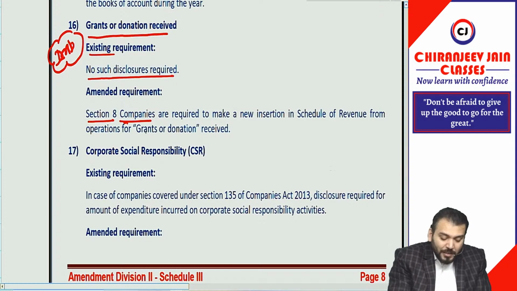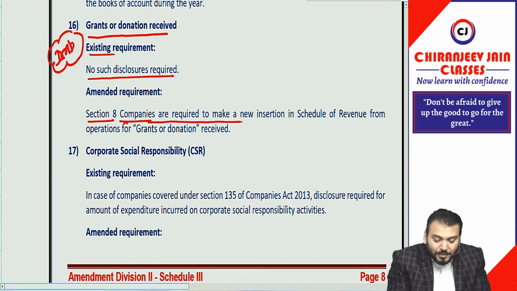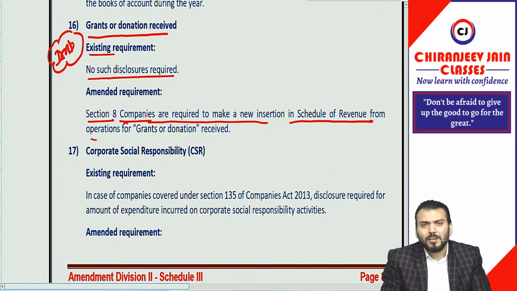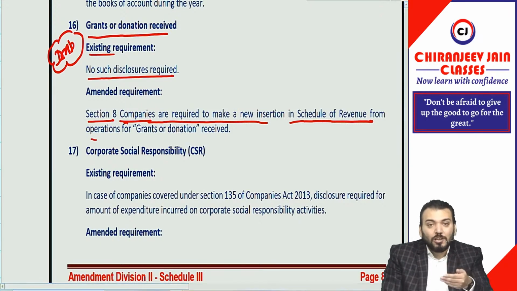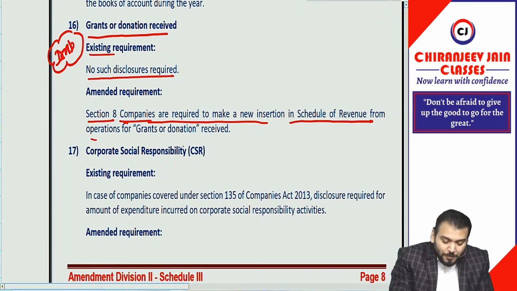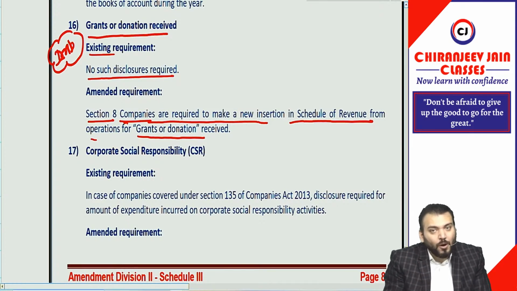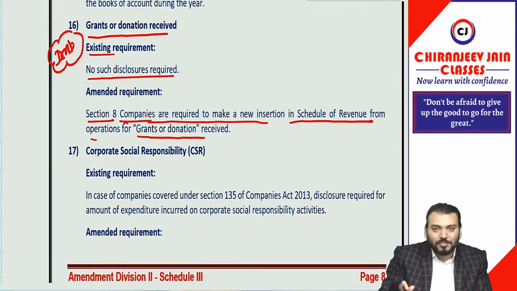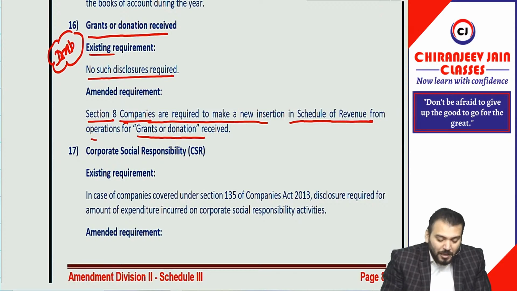the Section 8 companies are required to make a new insertion in the schedule of revenue from operations for grant or donation received, because grant or donation received will be the income from ordinary activities. The income from ordinary activities for those companies will be revenue from operations. For any other companies which are not Section 8 companies, grant or donation cannot be revenue from operations, that will be disclosed under other income. Understood? Have you understood this point?